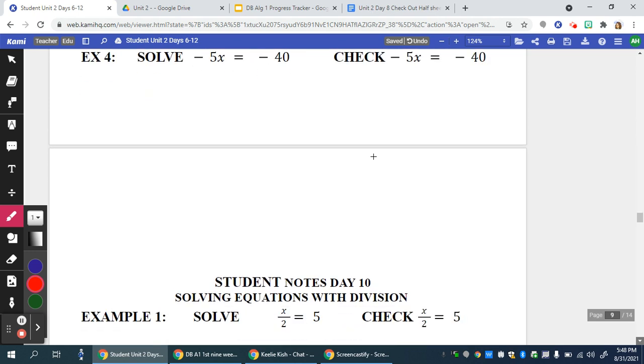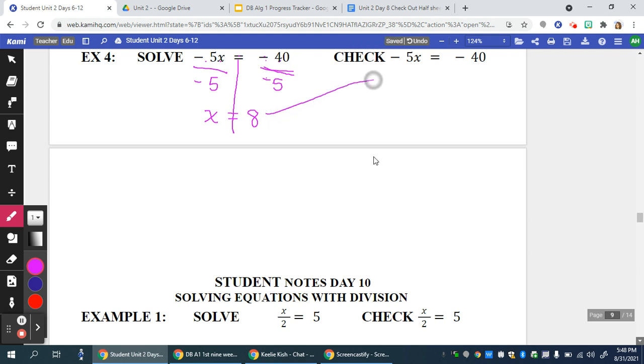Next, we have example 4. Let's use purple. Draw my line. This says negative 5 times a number is equal to negative 40. So I'm going to divide by negative 5 on both sides. Negative 5 divided by negative 5 is just 1, or 1x, and I don't need to write the 1 because it's the same thing. So x is equal to negative 40 divided by negative 5. A negative and a negative makes a positive when we're dividing or multiplying. 40 divided by 5 is 8.